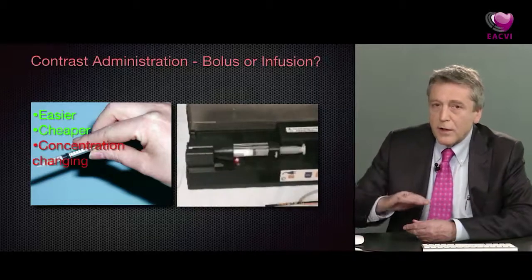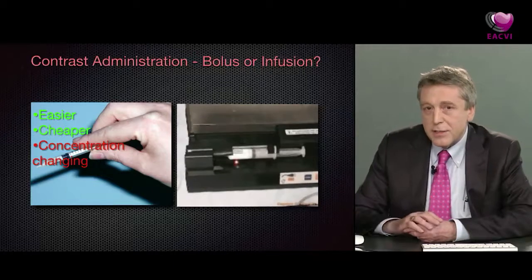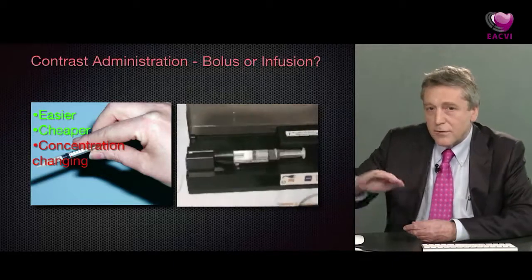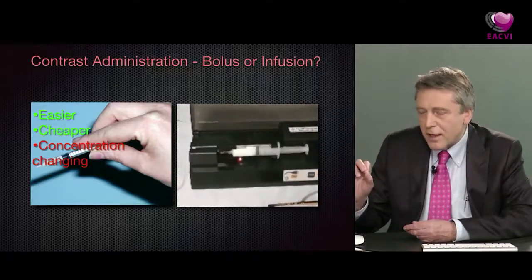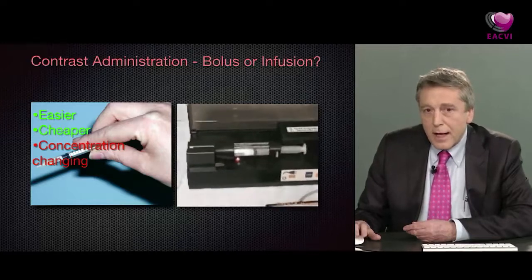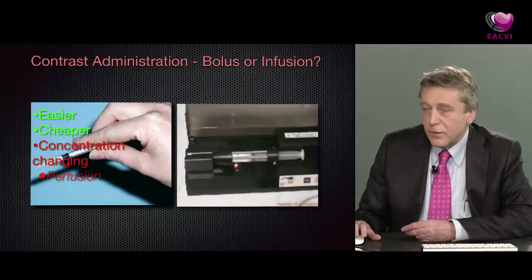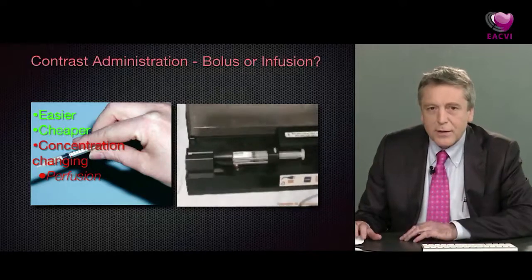But the problem is that the concentration of the contrast in the heart and in the LV cavity in particular is changing constantly, builds up to a peak and then it decays away. So it's only at the optimum concentration for a very brief period of time. That makes it less suitable for doing perfusion imaging, and I know we haven't touched on that yet, but we certainly will be later on in this webinar.